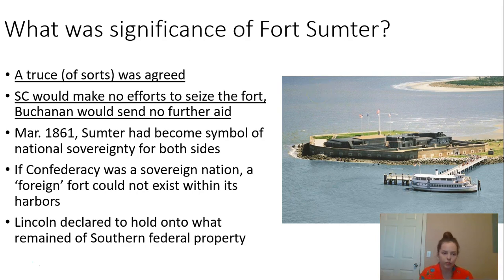And so they warn South Carolina to back off, and for a while things do cool down. As a result of this, a truce of sorts was agreed, that South Carolina would make no further efforts to seize the fort, and Buchanan would send no further aid to the area.